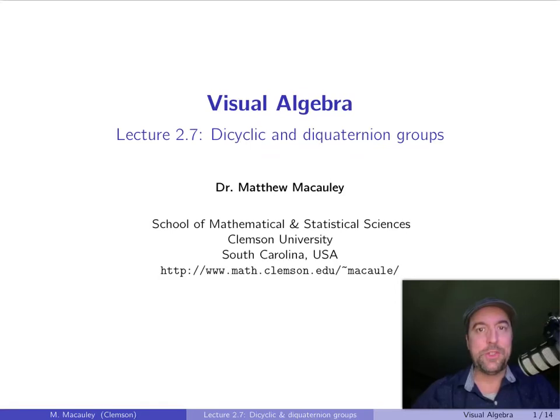Welcome to Visual Algebra Lecture 2.7, Dicyclic and Diquaternion Groups. In this lecture, I will show you two families of groups that can be constructed by generalizing the quaternions. The dicyclic groups result from replacing i, a fourth root of unity, in Q8 with a larger nth root of unity. When n is a power of 2, we get the generalized quaternion groups. The diquaternion groups result from adding a reflection to a quaternion group.